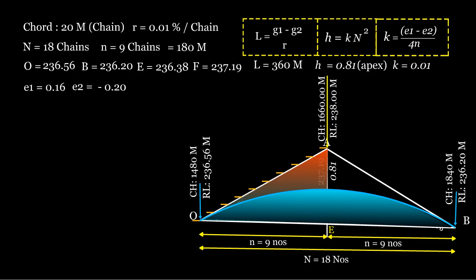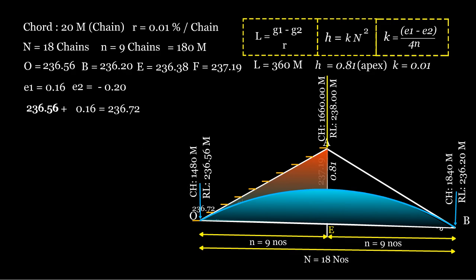Example for intermediate pegs. Tangent elevation. Tangent elevation for the first peg. RL value of 0.0 plus the value of E1, that is, RL of first peg equals 236.56 plus 0.16, which equals 236.72 meters.